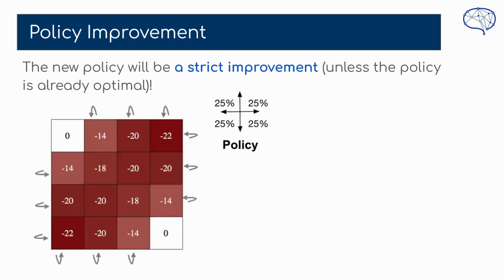And this new policy is guaranteed to be a strict improvement unless your old policy was already optimal, and by that point your policy is optimal, you don't need to change it anymore. And we're doing all of this to find an optimal policy. So remember how these were our values for this environment, assuming we have a uniform random policy.